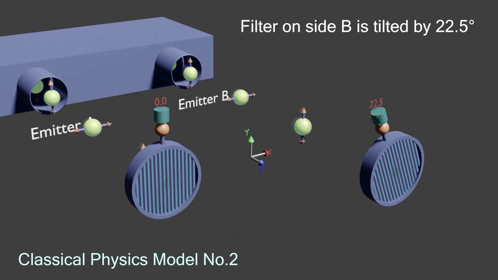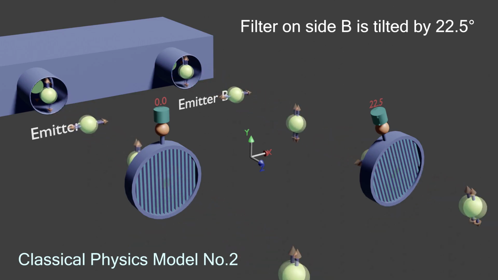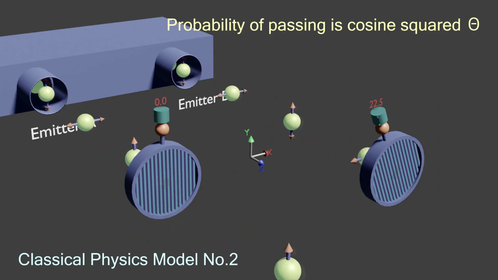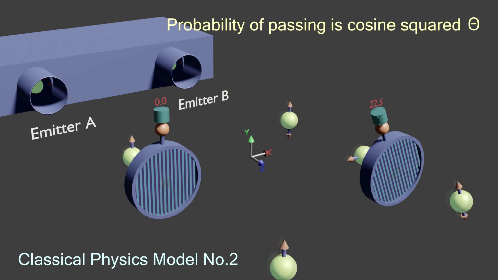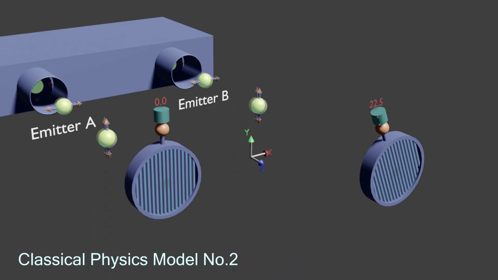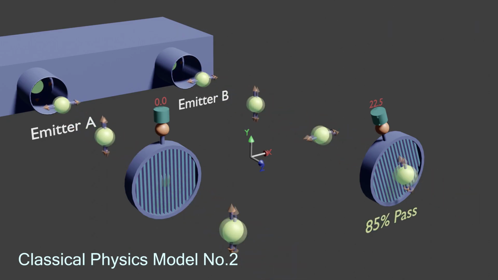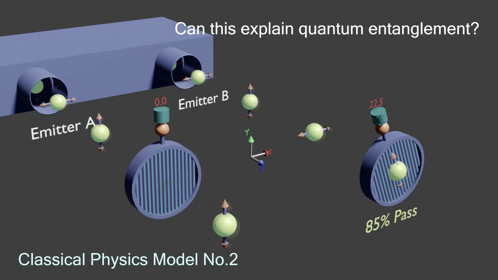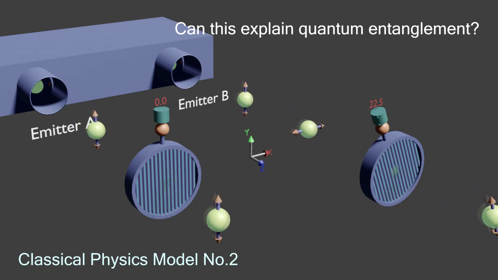Also, if the filter on the A side is aligned along the y-axis and the filter on the B side has an angle of theta from the y-axis, the cosine squared of the angle is the coincidence rate of photons that pass. This passing probability perfectly matches the entangled photon pair. So, is there a classical physical model that can explain quantum entanglement as Einstein predicted?